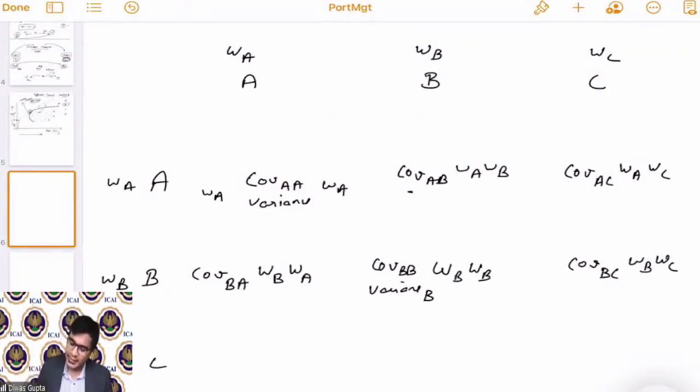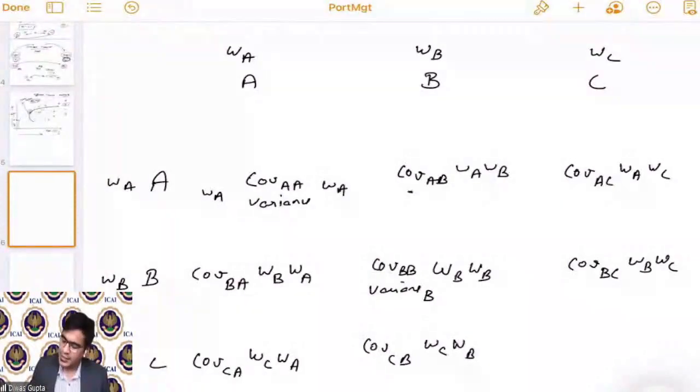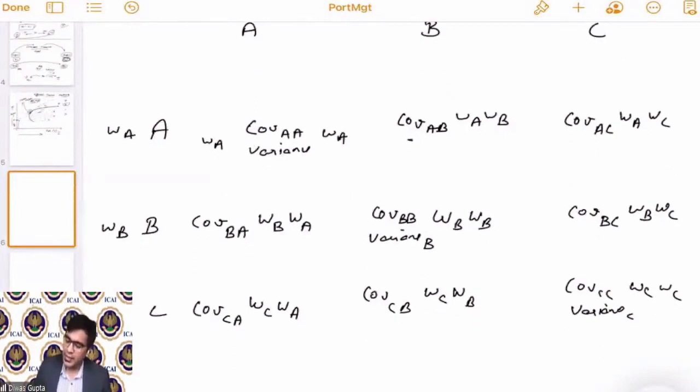And similarly, the last line, C and A, is covariance CA, weight C, weight A, covariance CB, weight C, weight B, and here we will say covariance CC, which is variance C, correct? Variance for the C series multiplied by weight C, weight C. I hope this is very clear and very easy. And then we have to take a summation horizontally as well as vertically. So we will take the summation here and then add the above formula.